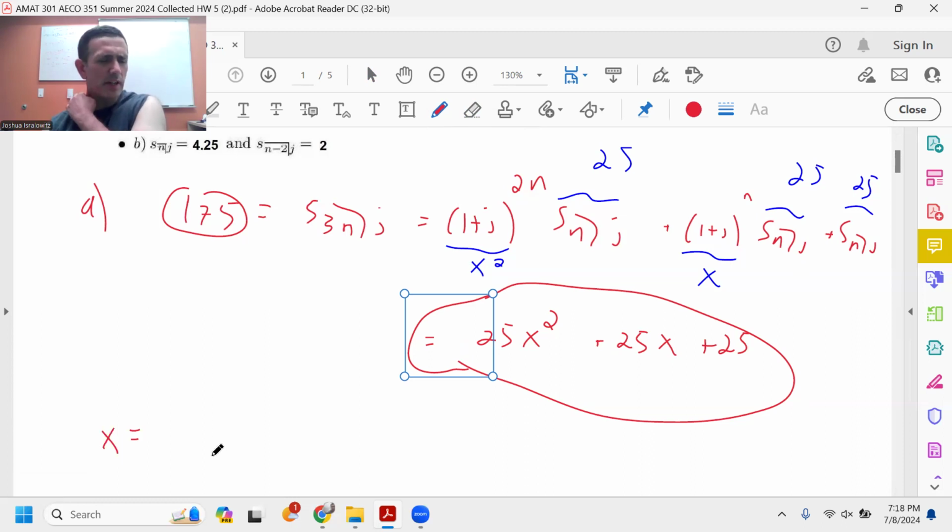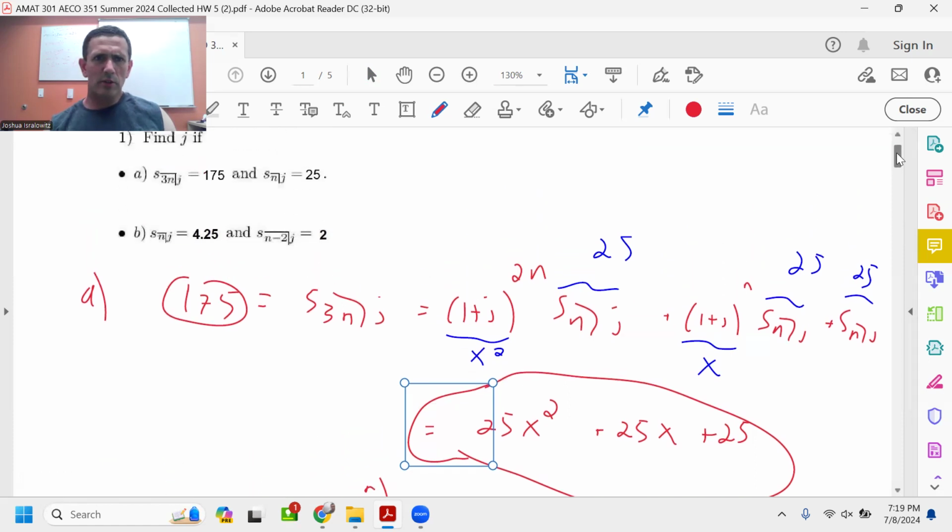I technically did not say you don't have a negative interest rate, so theoretically it's possible. I think only one person wrote the possibility of a negative interest rate, and I did not take off because n could be even or odd. I should have mentioned j is positive, but only one person even gave that possibility. So x is 2, and this is 1 plus j to the n.